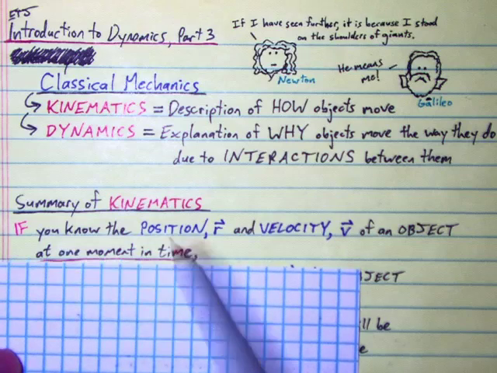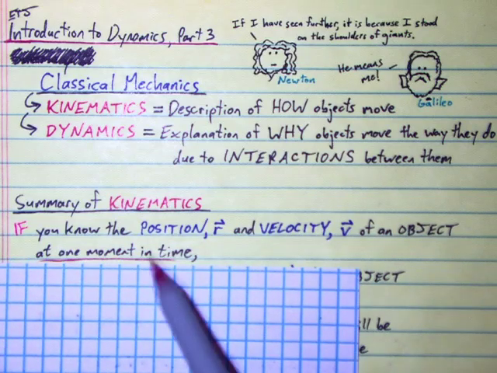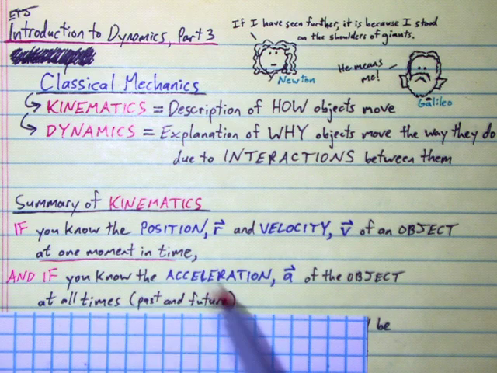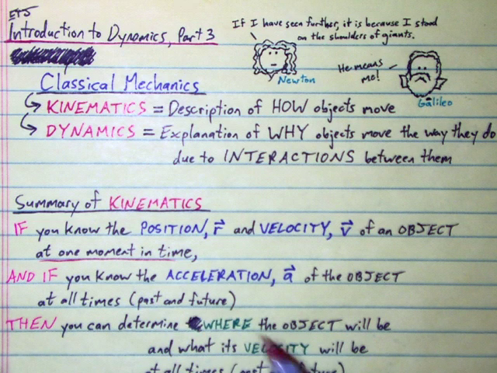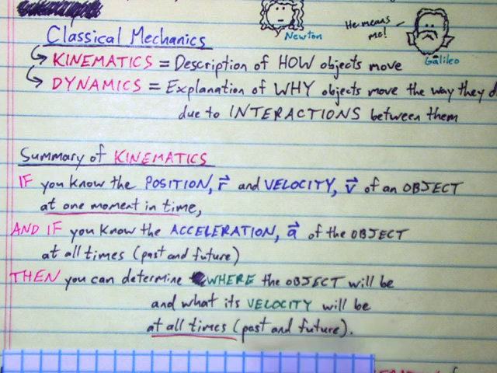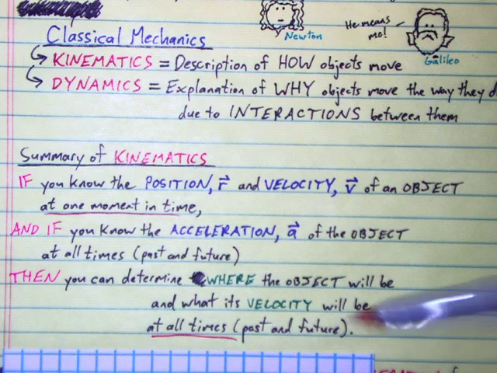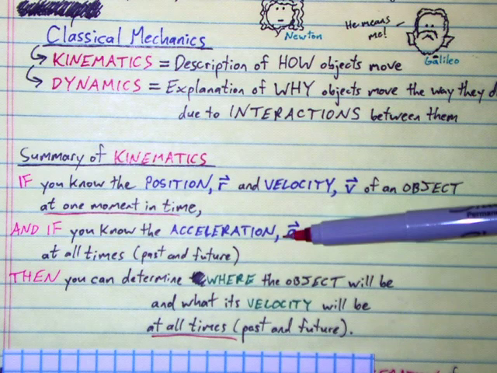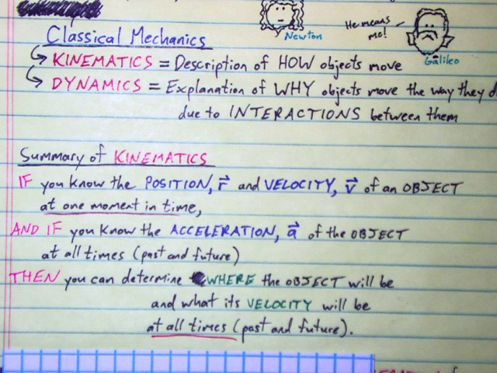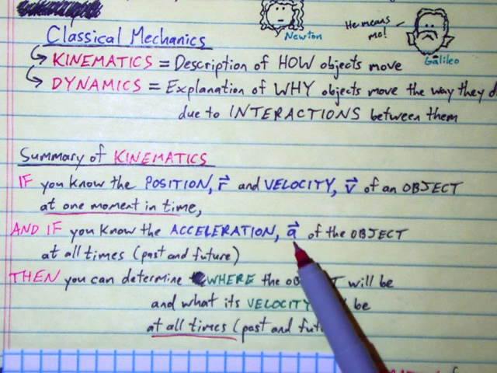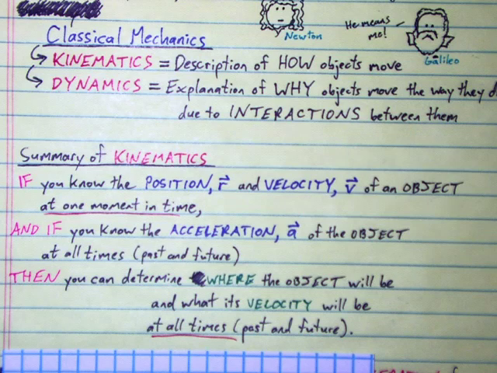So if we know the position and velocity of that object at one particular moment in time, and if we know the acceleration of that object at all times, past and future, then we can determine where the object will be and what its velocity will be at all times. We can know its entire history. We can predict its entire future if we know its acceleration at all times and we know where it was and how it was moving at one particular time. So the key here is that we need to know the acceleration of an object. If we know accelerations, we can figure out velocities and positions. That's the main result from kinematics here.